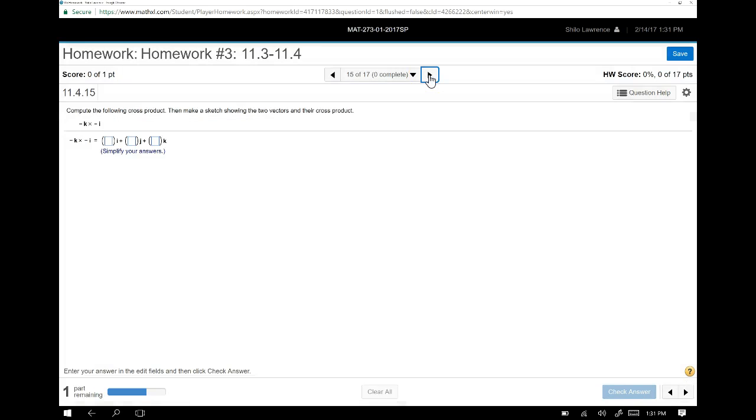Another cross product, but it just says negative k cross negative i. Those are standard unit vectors. You might want to write them out in component form, like 1, 0, 0 and 0, 1, 0, and it might make a little bit more sense.